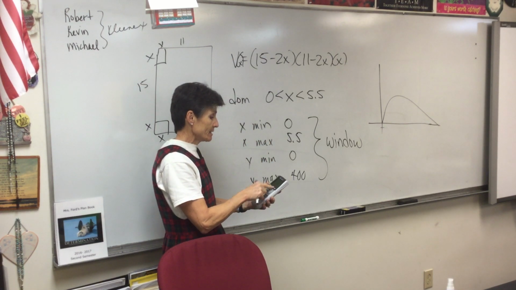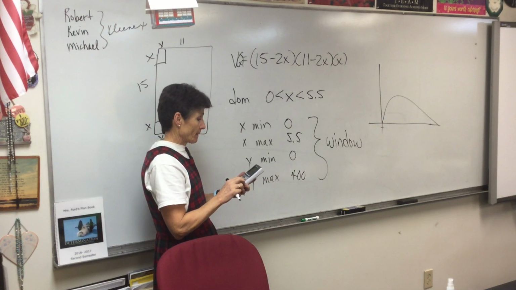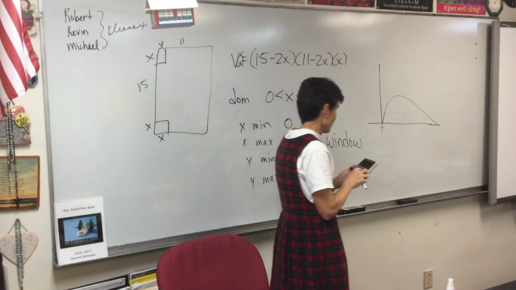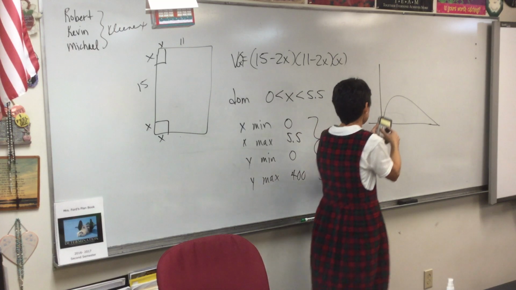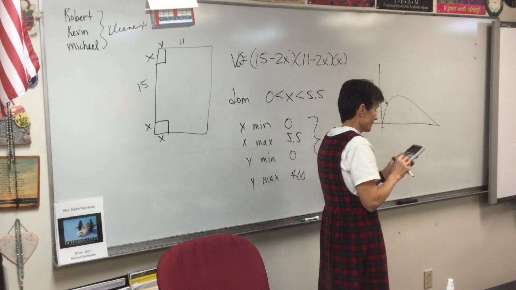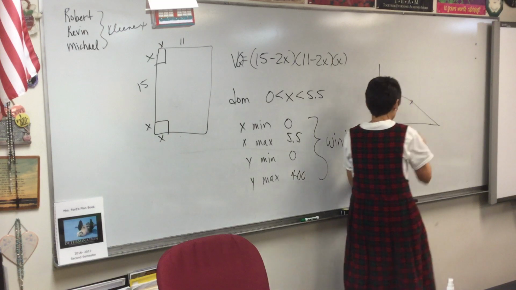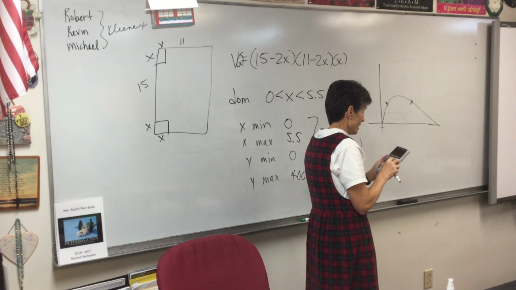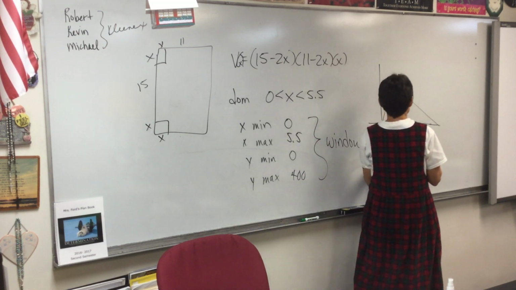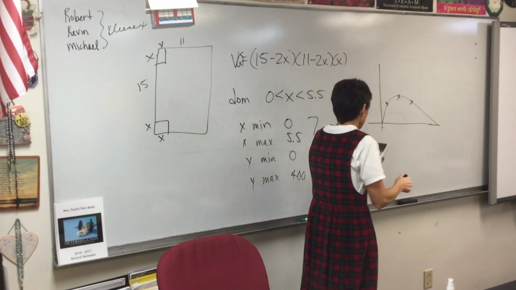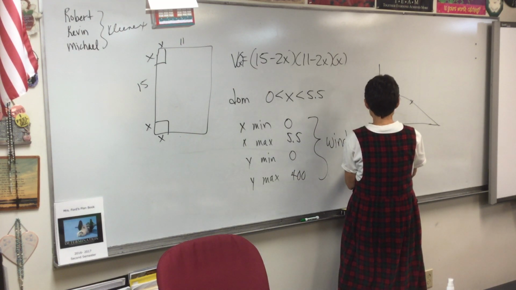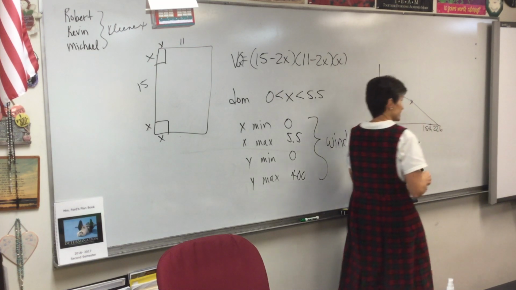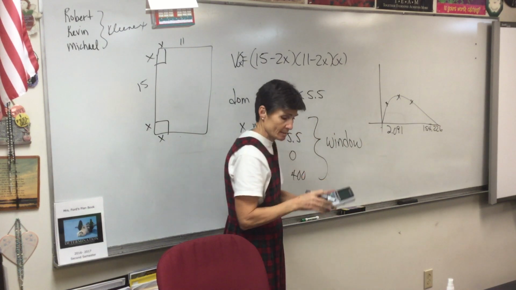So we press second calc. We got to go down to maximum first, and then we do left bound or right bound. So I'm setting my cursor somewhere over here. Then I do right bound. I'm setting it somewhere over here. And then I set it somewhere in the middle. And the calculator says 2.091 and 154.226.